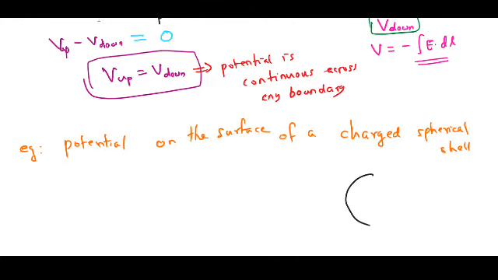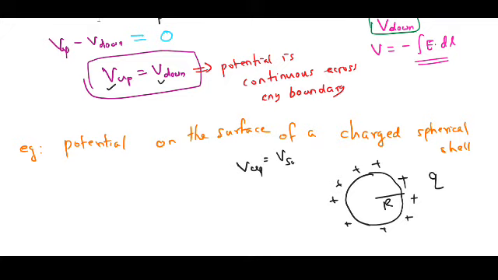This is a spherical shell and it consists of positive charges, where Q is the total charge and R is the radius. Here V up and V down mean: V up is the potential on the surface, and V down is the potential inside the spherical shell.